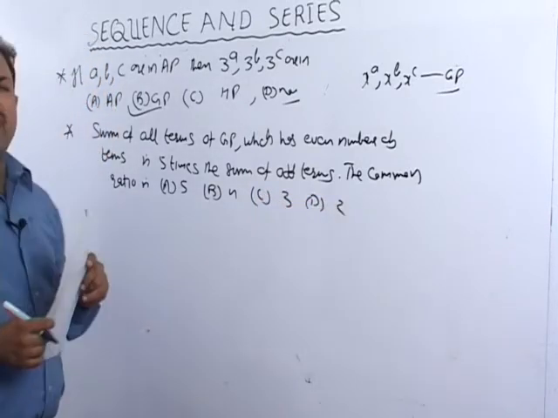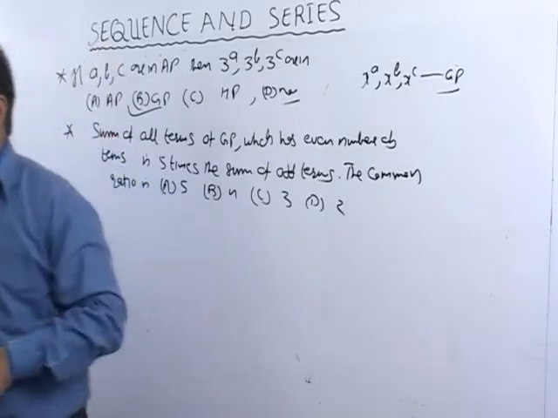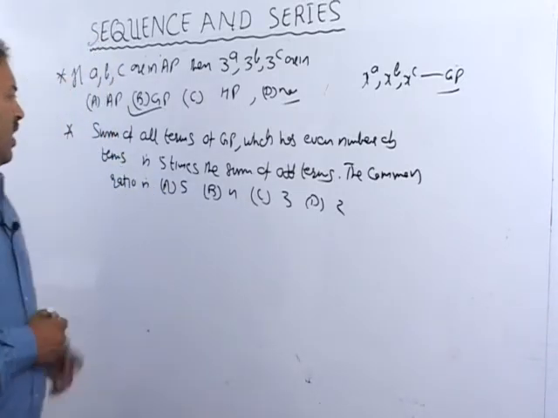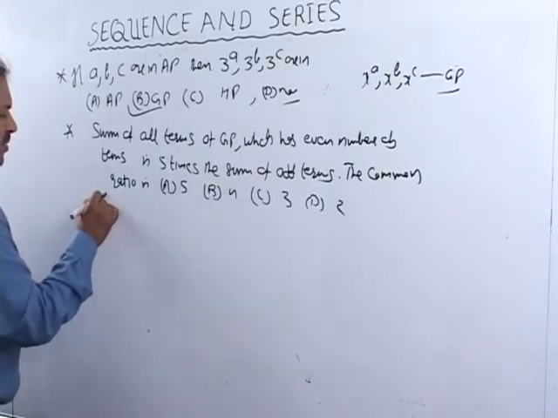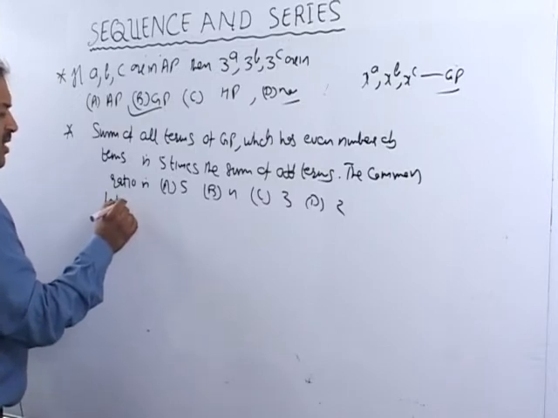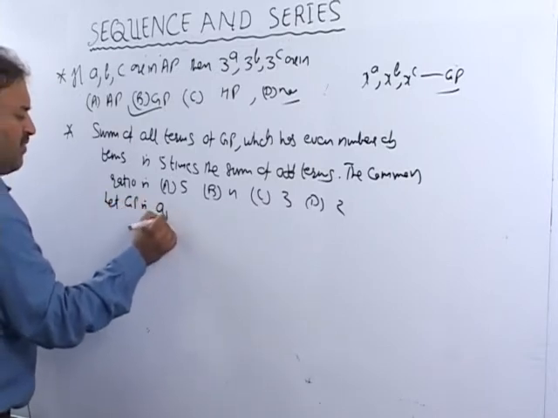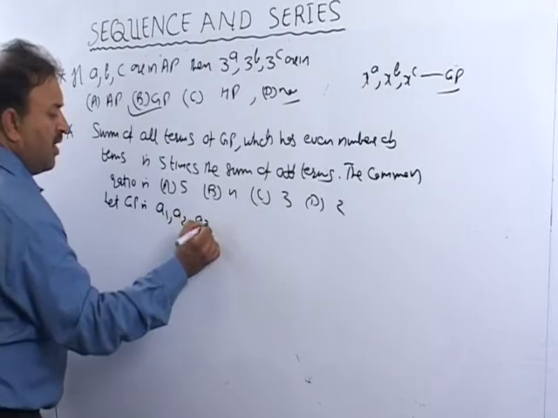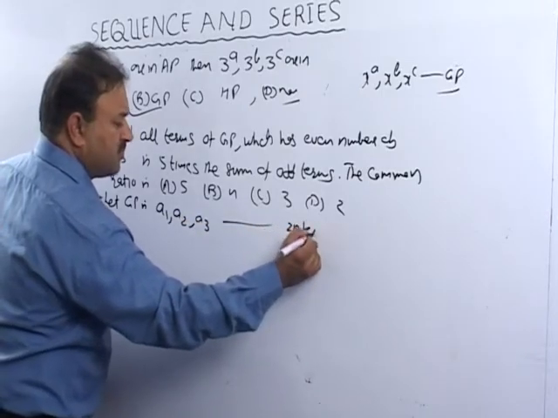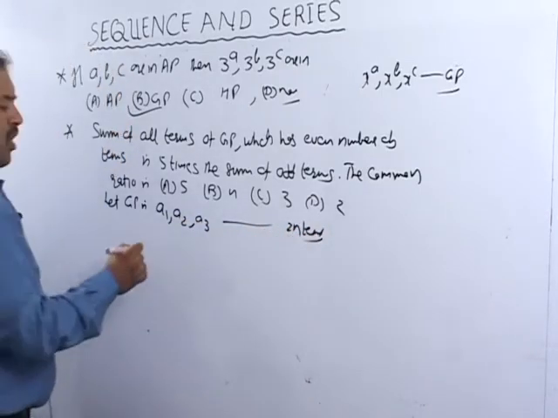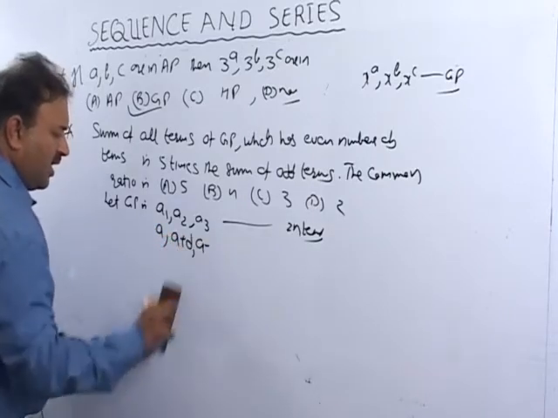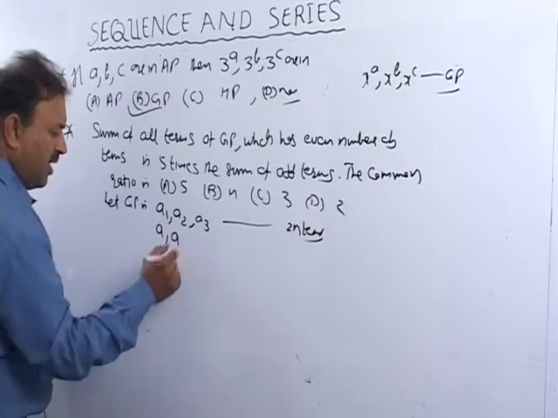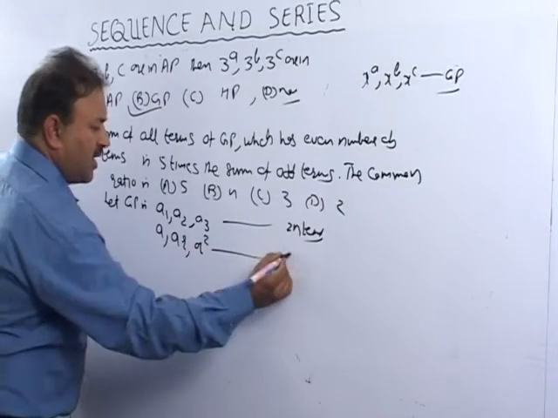Now which formula will we apply here? We'll apply the sum of n terms of a GP. Now, the sum of all terms of a GP which has an even number of terms. So what will we do? First we take the GP as A1, A2, A3 up to 2n terms. Or we can say A, A plus D, AR, AR square, I take up to 2n terms.